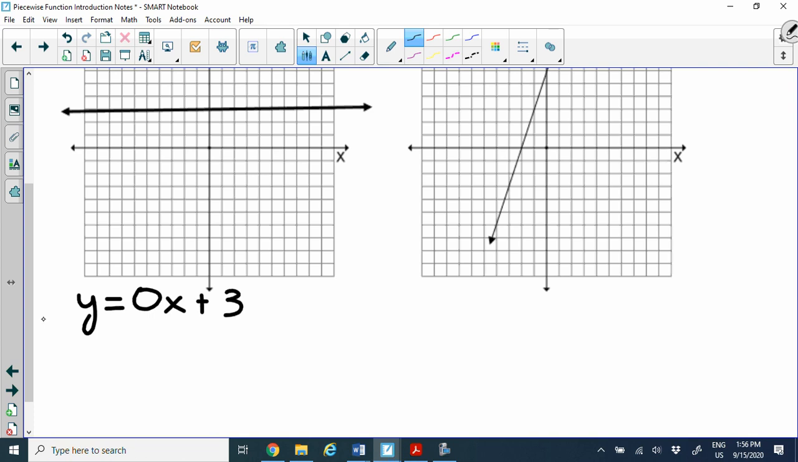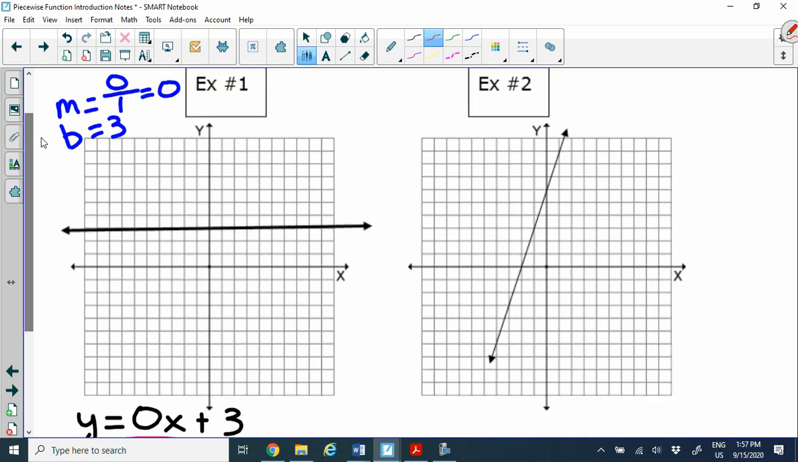But there's another way we can write this. Instead of having 0x, we know 0 times anything will just give us 0. So what we can do to write it is just write it as y equals 3. Okay? So anytime you see y equals a number, that is what we call our constant. So our constant is just this number. And that means we're going to have a horizontal line. So anytime we have y equals a number, it's always going to be a horizontal line.